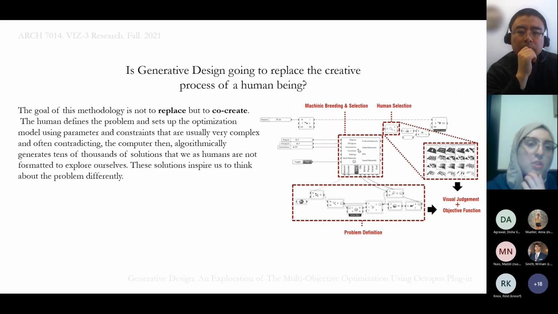And then the big question here is: is generative design going to replace the creative process of a human being? The goal of the generative design methodology is not to replace, but to co-create. So the human defines the problem and inputs it, and then the computer and the human work together to reach the optimal, ultimate, ideal solution.